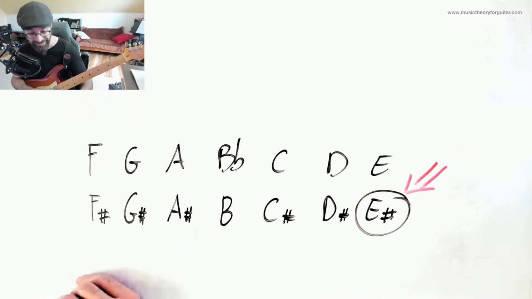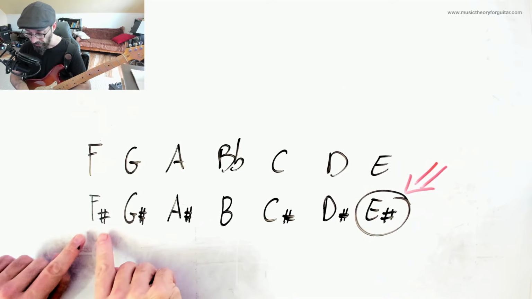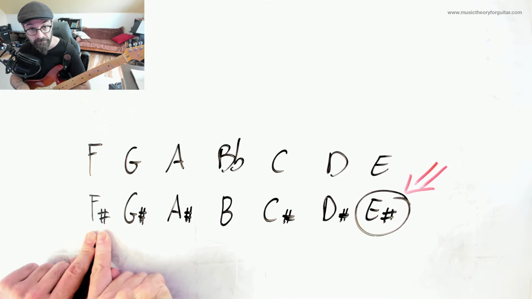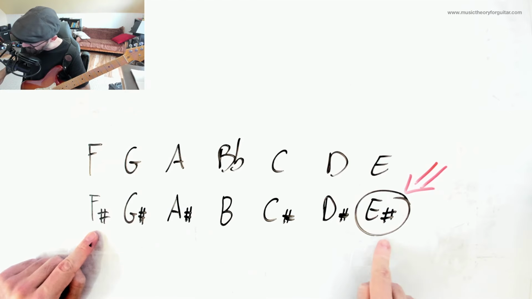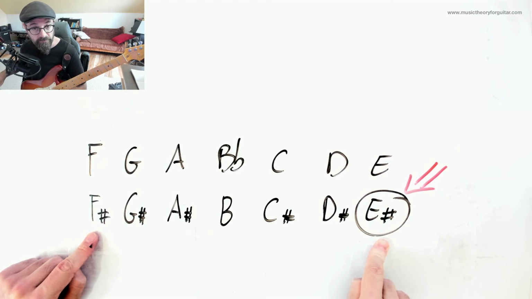Now, some of you at this point are going to think, Tommaso, that's completely your fault for spelling the key of F sharp. You should never spell the key of F sharp. You should instead spell the key of G flat, because G flat is equivalent to F sharp, and it will not have this E sharp.